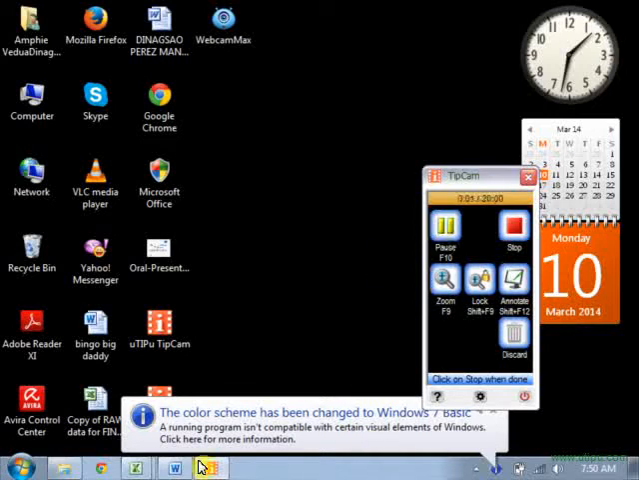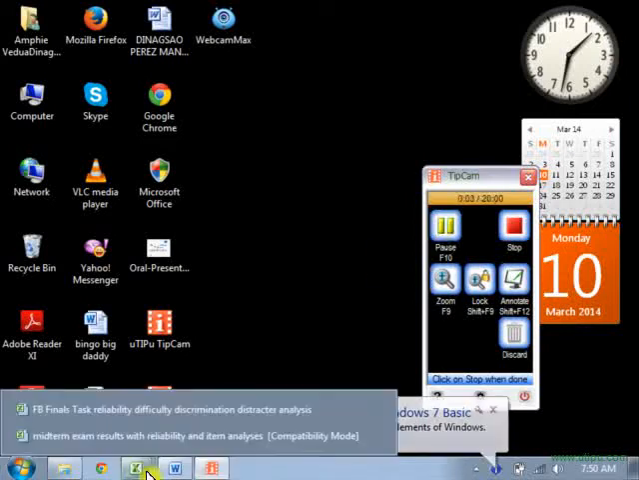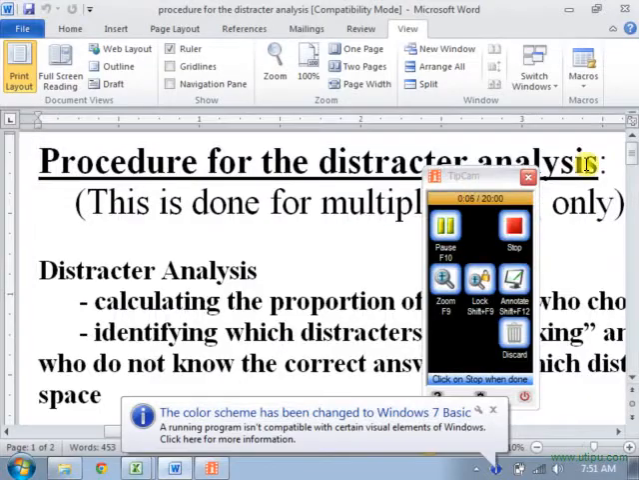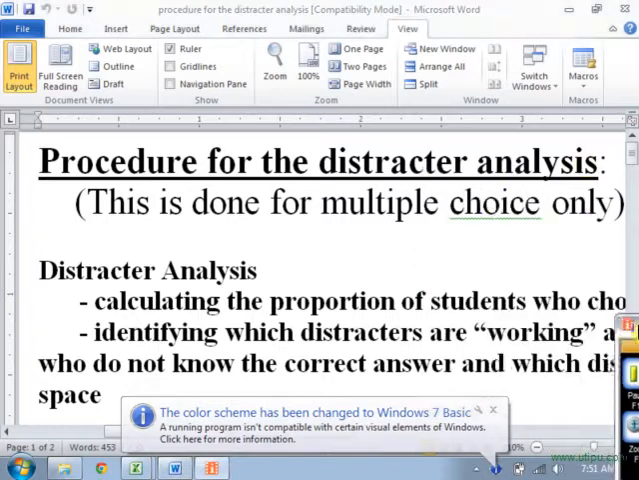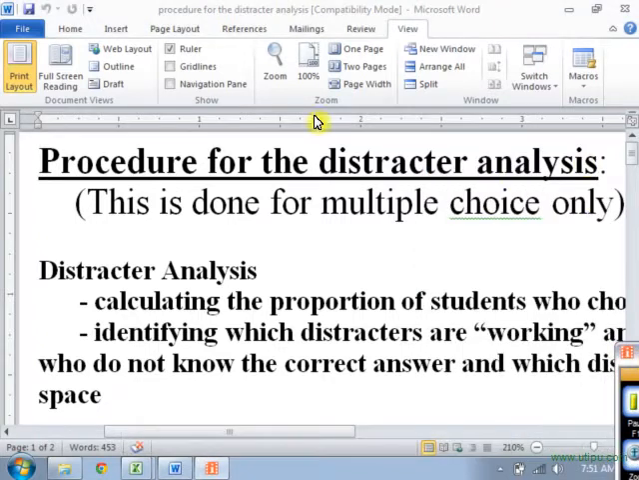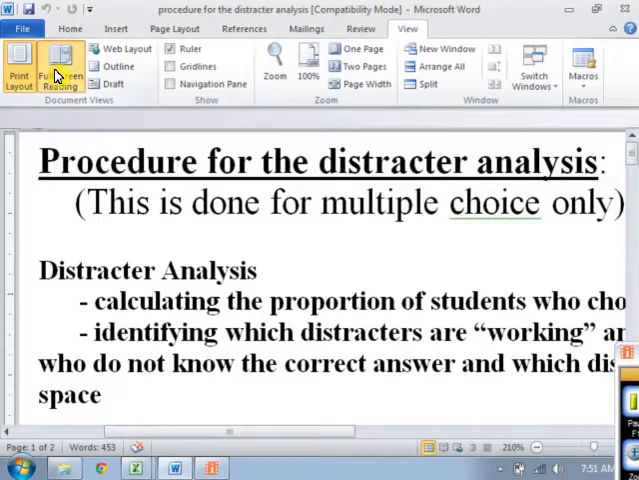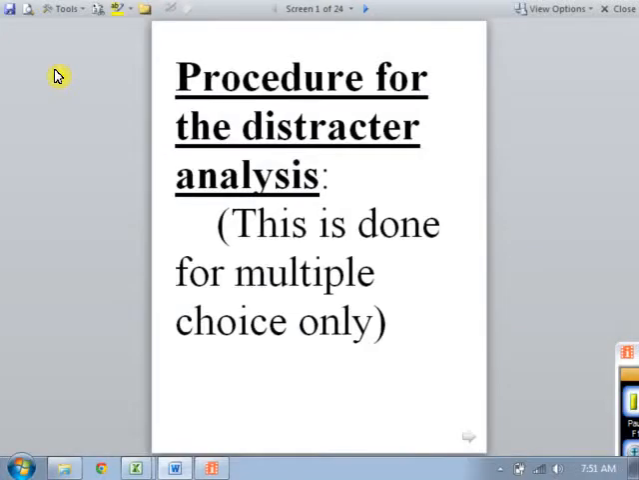Okay, what we're going to discuss now is distractor analysis. Therefore, you have with you our midterm exam, and please look at the midterm. Last time, we computed the reliability of this test, correct?